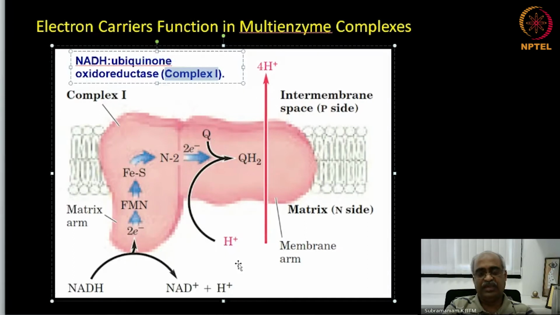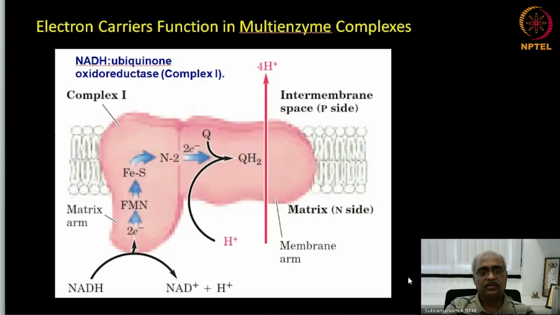So essentially 5 protons are taken from here. 1 went into reducing QH2 and the 4 pumped across. That is what the structure of this molecule achieves, when it allows this electron to flow, whatever conformation changes happen end up pumping this. So this is complex 1.